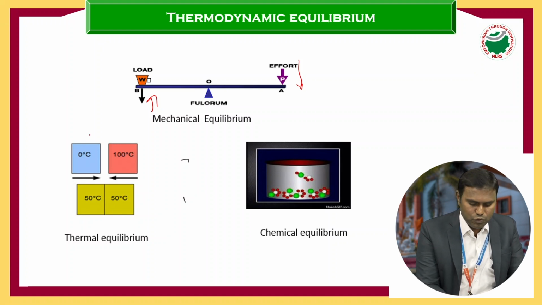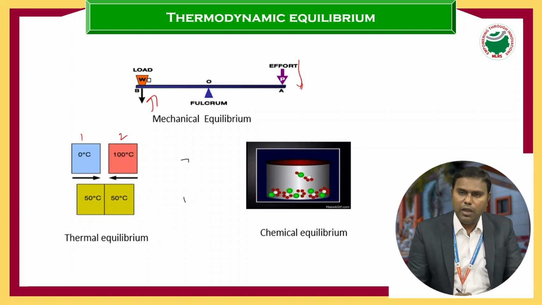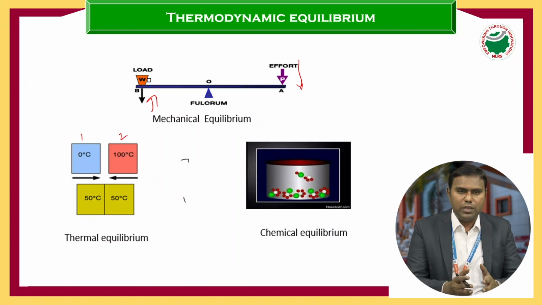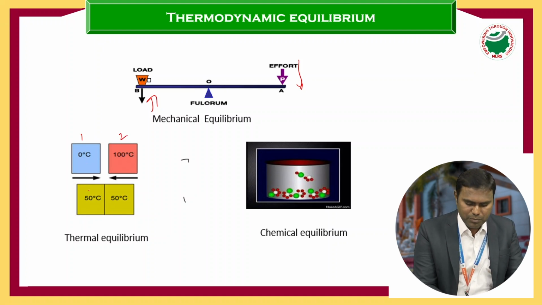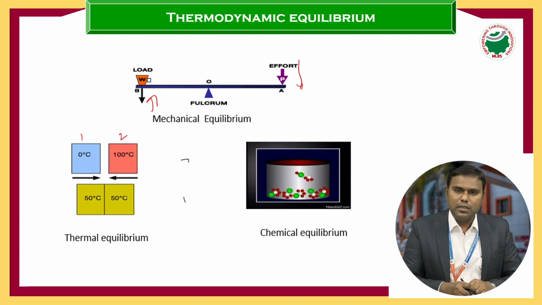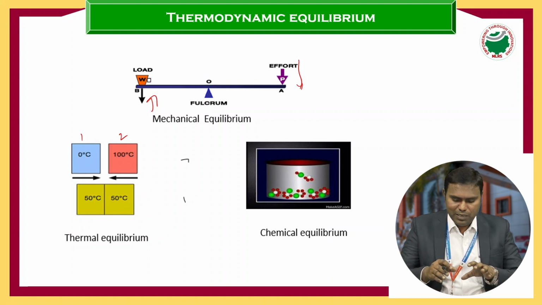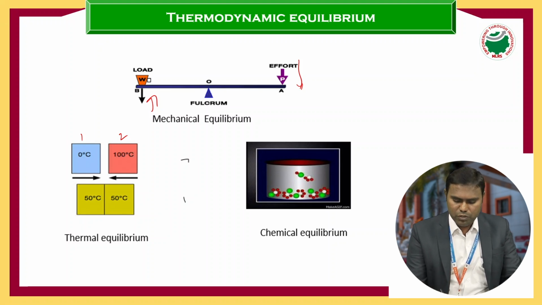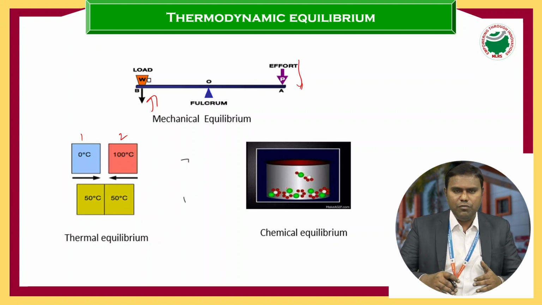I am taking 2 bodies. First body temperature is 0 degrees centigrade and second body temperature is 100 degrees centigrade. If I combine them together, after some time these 2 bodies' temperature is the same, that is 50 degrees centigrade. Then it is called thermal equilibrium. One more thing is chemical equilibrium. Chemical equilibrium means if you consider 2 or more substances, and we don't have any chemical reactions inside the system, then that is called chemical equilibrium.